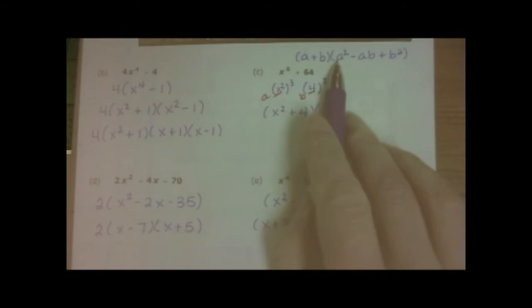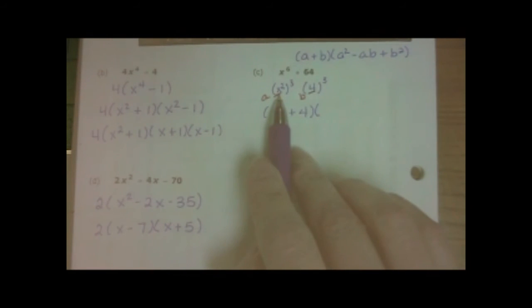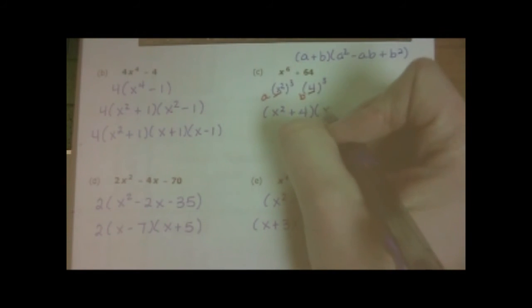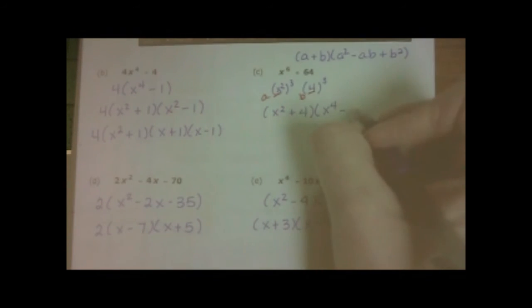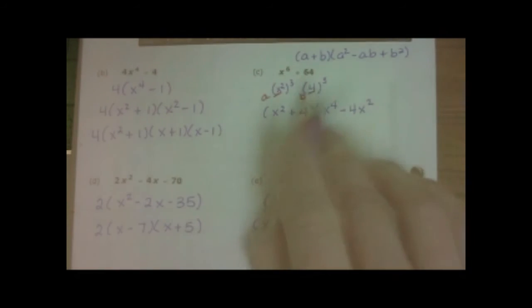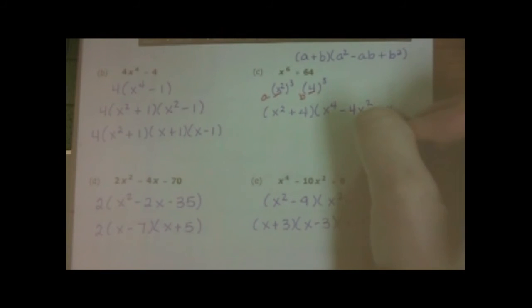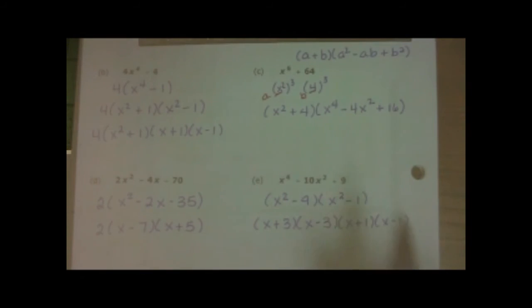Next, I'm going to start with a squared. So that's x squared squared, which is x to the 4th, minus a times b, which is x squared times 4, or 4x squared, plus b squared, which is 4 squared, or plus 16. Now, I will tell you, when you use the sum and difference of cubes formula, the binomial part may or may not factor. This one does not factor further because it's actually the sum of two squares, which doesn't factor.